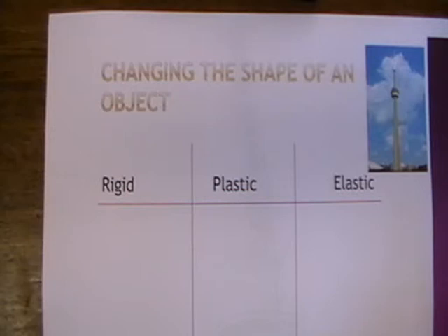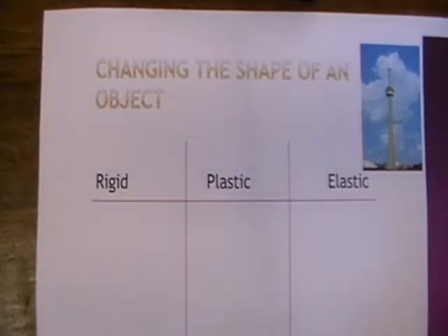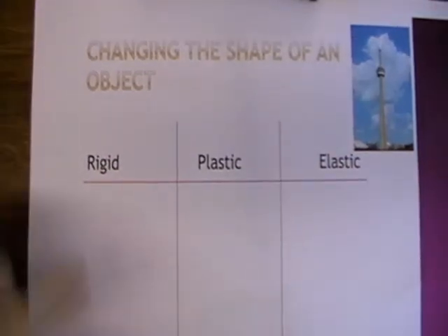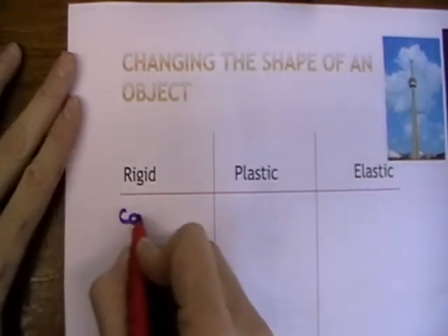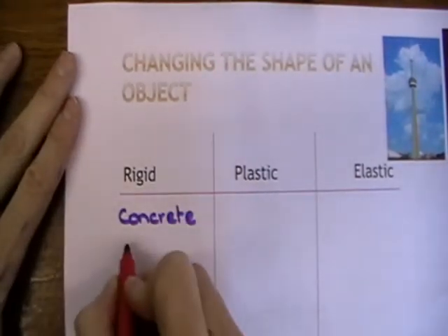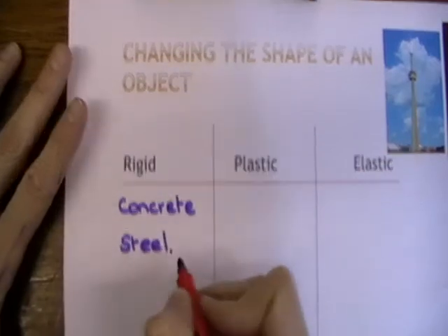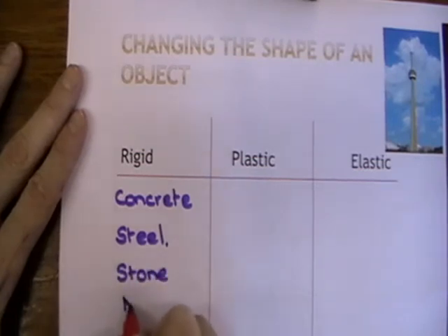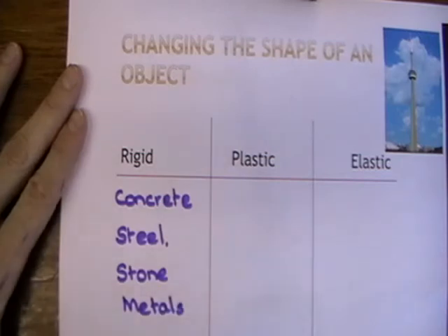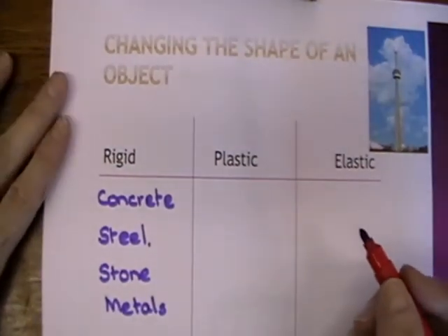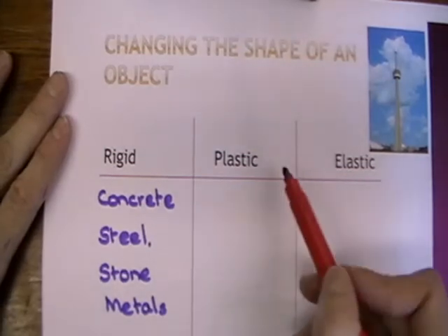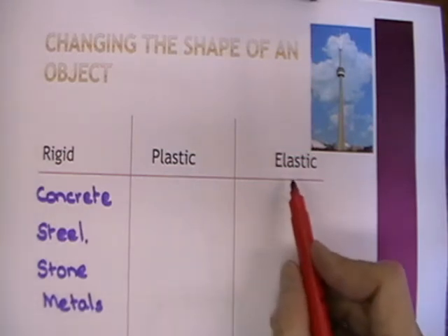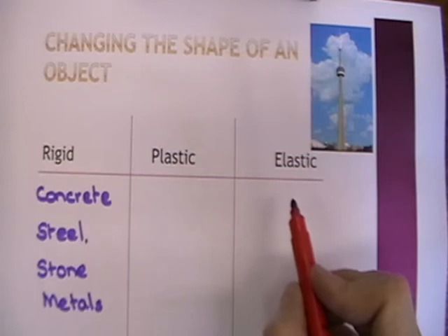Right, so the next little part was about changing the shape of an object. And we can classify materials as rigid, plastic or elastic. Rigid materials are things like concrete. Steel would be very rigid. Any kind of stone. Metals, although some metals you can bend or stretch. Plastic materials are those materials which you can stretch. And plastic materials kind of have 2 groupings, plastic and elastic. And elastic materials are materials which will go back to the original shape whenever you remove the force from them.